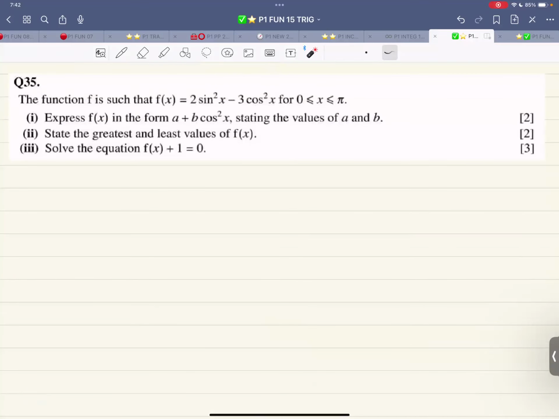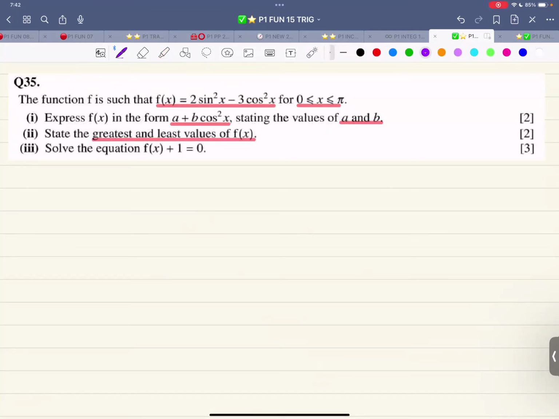Now let's look at this particular question. Again, the question is about this thing. The function f is such that f(x) is 2 sine square x minus 3 cos square x for x between 0 and pi. Express f(x) in this form, stating the values of a and b. Find the greatest and least values of f(x).